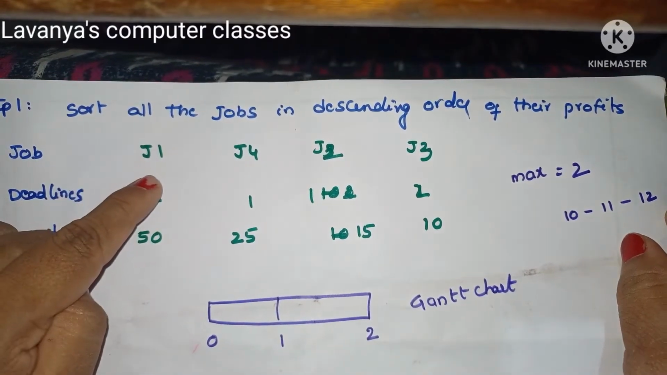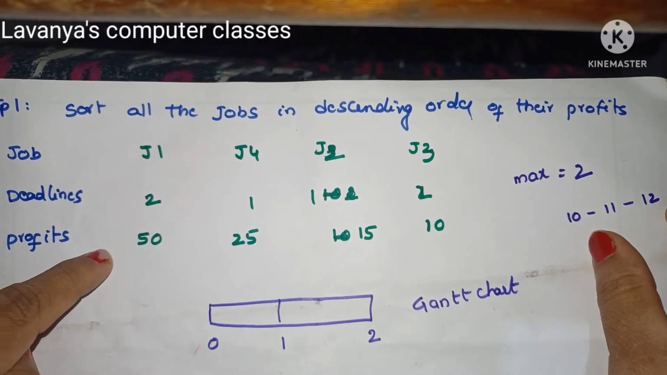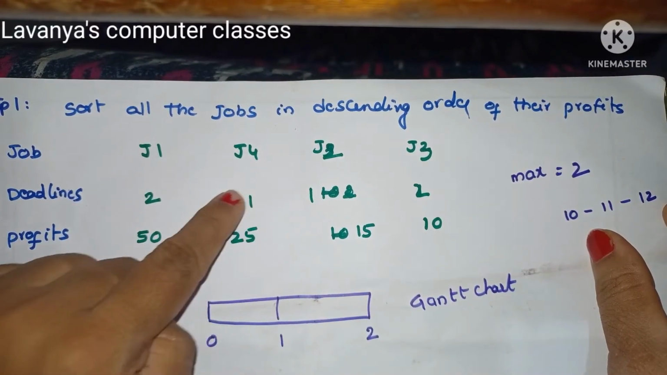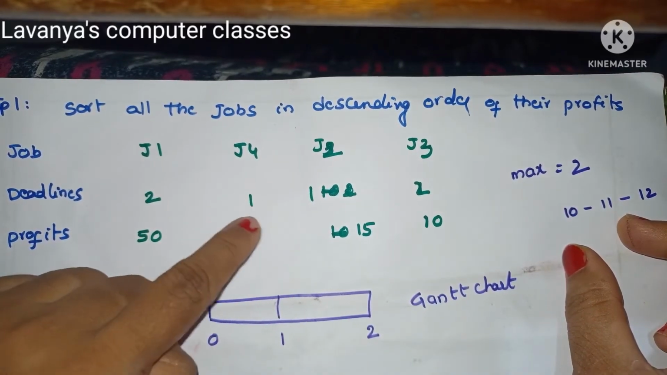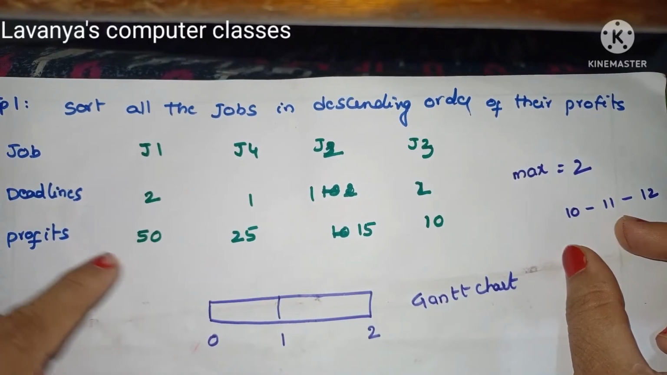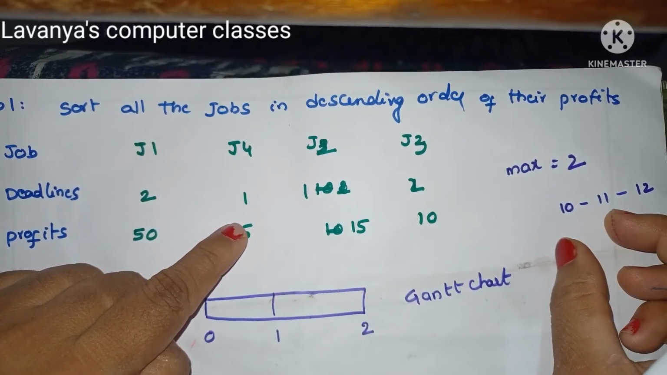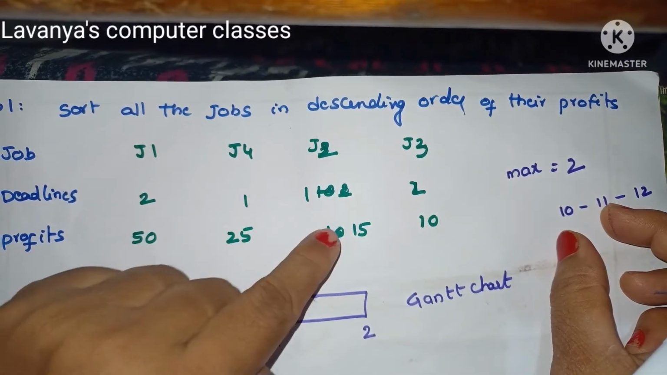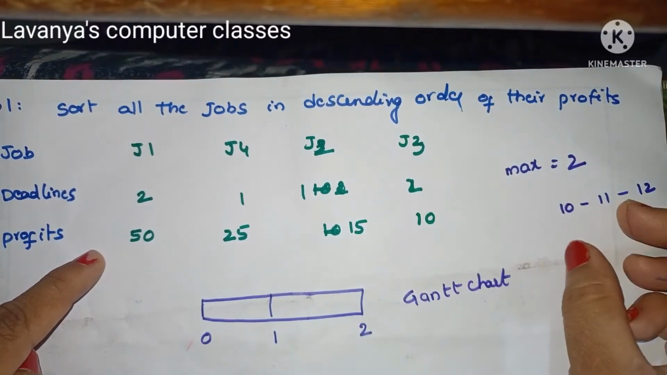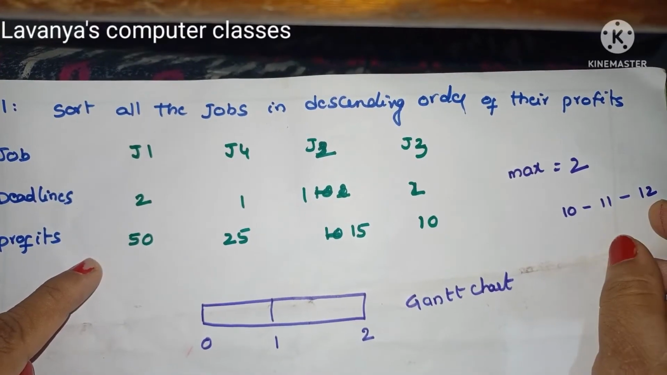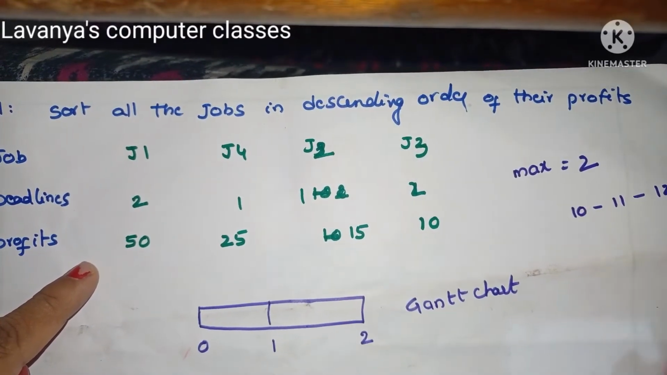Once J1 is taken, it is completed in 1 hour only, but it can wait up to 2 hours. But for J4, there is no extra time. It has to be completed from 10 to 11 only, because it can wait only 1 hour. J2 is the same: its deadline is 1, so it can wait only the first hour. After that it has no time. Coming to J3, its deadline is 2, so it can wait up to 2 hours, and we have to complete the work from 10 to 11 or 11 to 12. So this is the meaning of deadline.